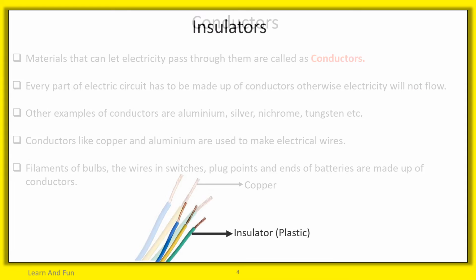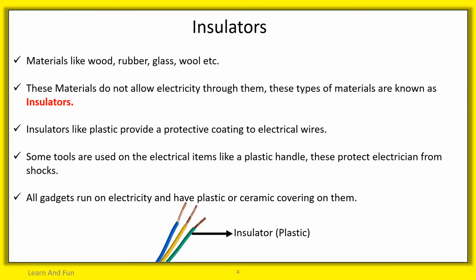In this slide, we are going to learn about insulators. Materials like wood, rubber, glass, etc. are a few materials we have listed here. So, what are these materials? These materials do not allow electricity to pass through them. These types of materials are known as insulators.